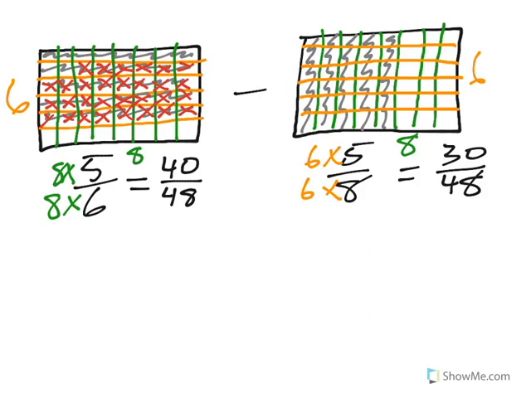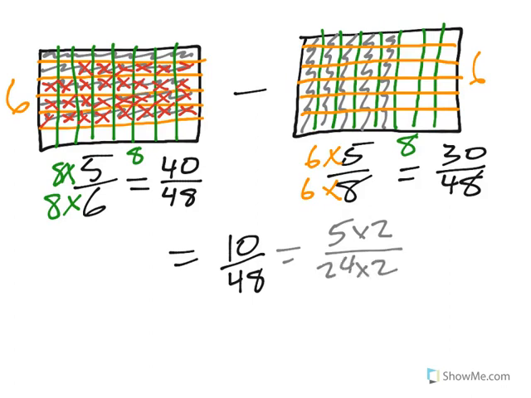After taking away 30 48ths from 40 48ths, I'm left with just 10 48ths. Now the only problem with this is it's not simplified. 10 has a 2 inside, and 48 has a 2 inside. So I go one more step, and I say, all right, 10 is 5 times 2, and 48 is 24 times 2.